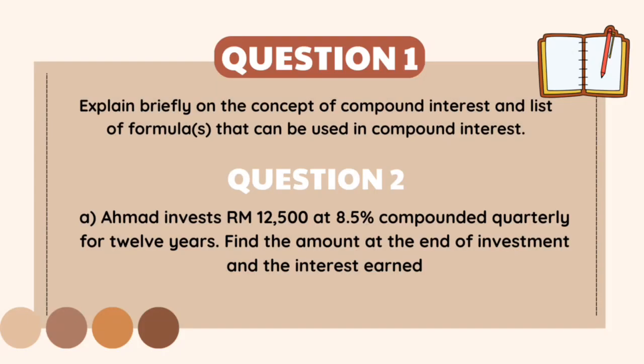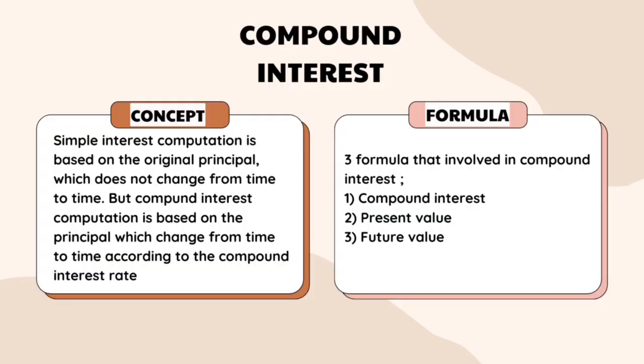Question 1. Explain briefly on the concept of compound interest and list of formulas that can be used in compound interest. The concept of compound interest. Simple interest computation is based on the original principal, which does not change from time to time, but compound interest computation is based on the principal which changes from time to time according to the compound interest rate. Three formulas that are involved in compound interest.